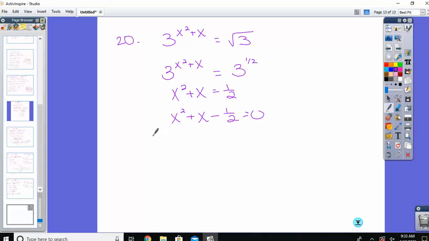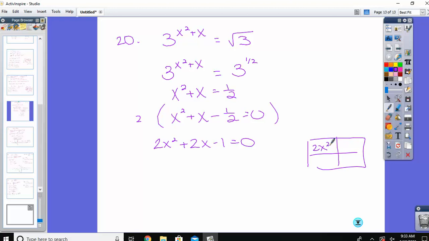I don't usually try to do box method with fractions, so what could I do to this? It's a quadratic. What if we took everything times 2? You have 2x squared plus 2x minus 1. Then what do we do? Okay, multiply to negative 2, add to positive 2.